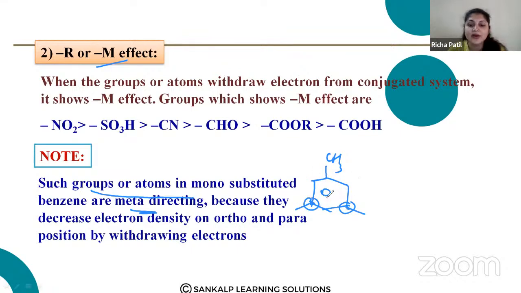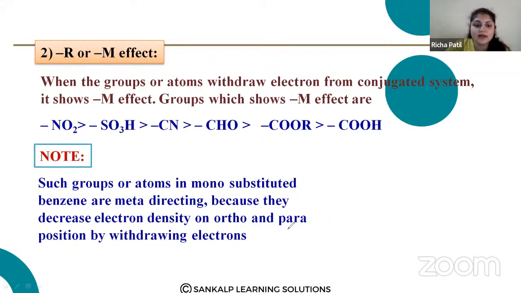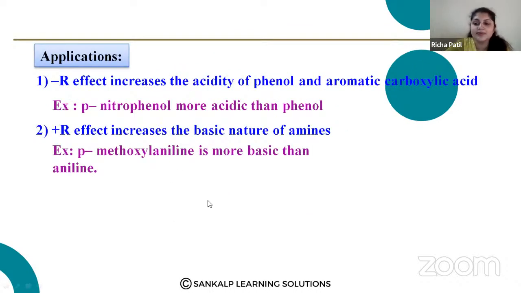Whenever you have such groups or atoms in a mono-substituted benzene, they are meta-directing because electron withdrawing groups decrease electron density at the ortho and para positions. So they are meta-directed; they will undergo meta substitution. These are meta-directing groups. So what is the application? The minus R effect increases the acidity of phenol and aromatic carboxylic acid.